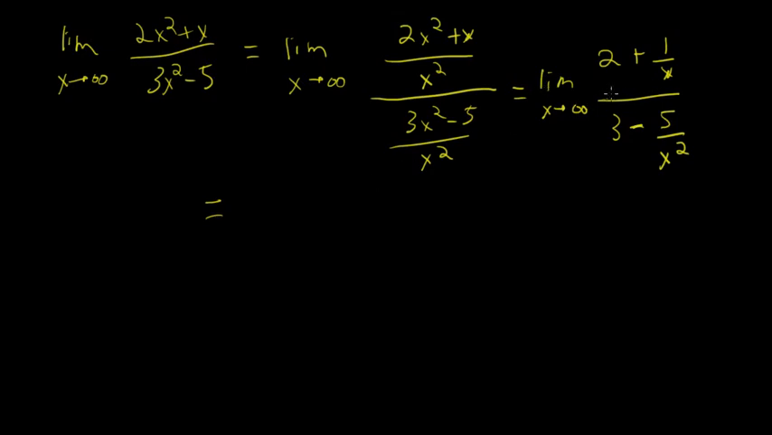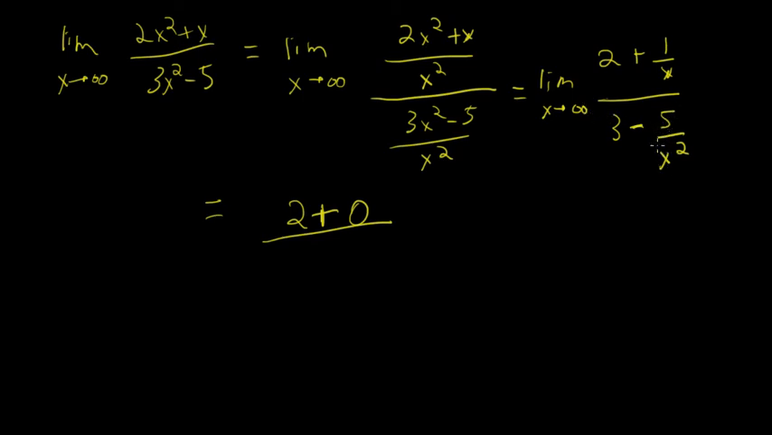Okay, so as x tends to infinity, this 1 over x gets closer and closer to 0. Say you plugged in 10,000. 1 over 10,000 is a really small fraction. If x were 10 million, it's an even smaller fraction. The bigger x gets, the closer to 0 1 over x gets. So this limit is essentially in the numerator 2 plus 0. In the denominator, we have 3 minus this limit.